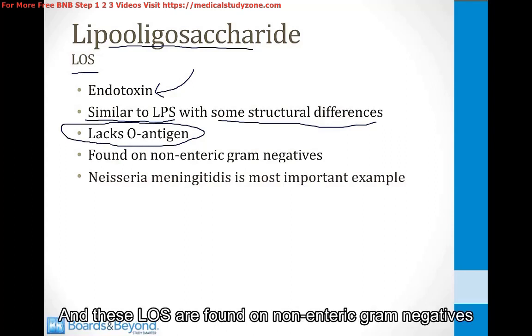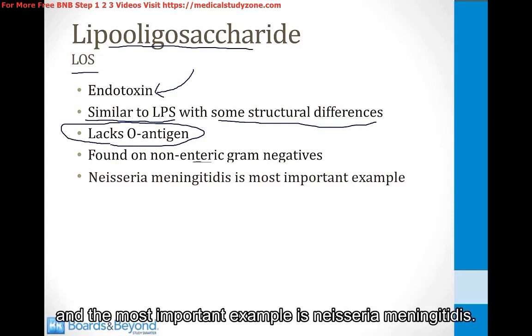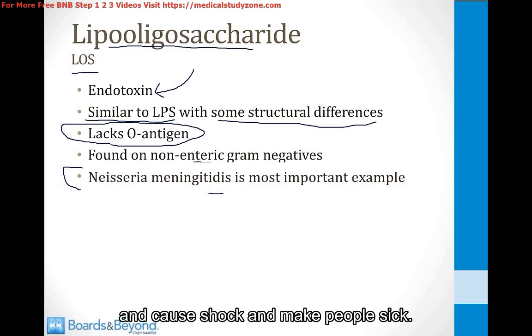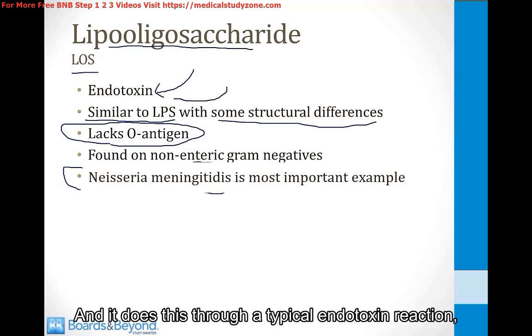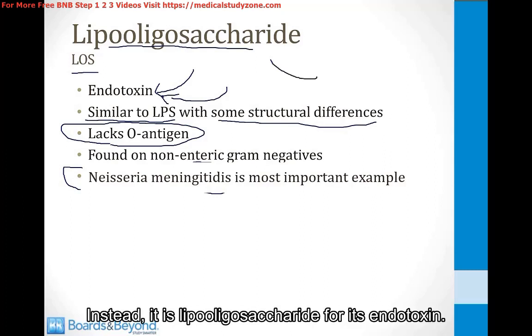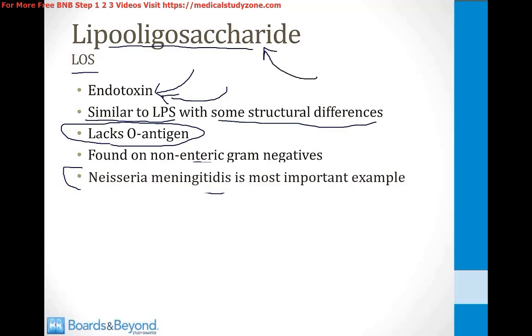And these LOS are found on non-enteric gram-negatives, and the most important example is Neisseria meningitidis. So Neisseria meningitidis can get into the bloodstream and cause shock and make people sick, and it does this through a typical endotoxin reaction, but the endotoxin is not LPS. Instead, it is lipo-oligosaccharides for its endotoxin.